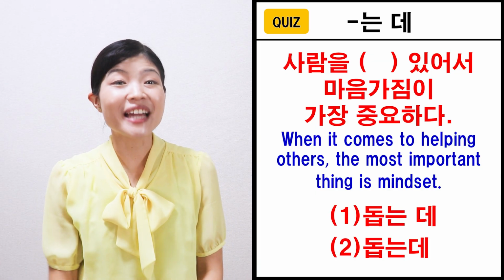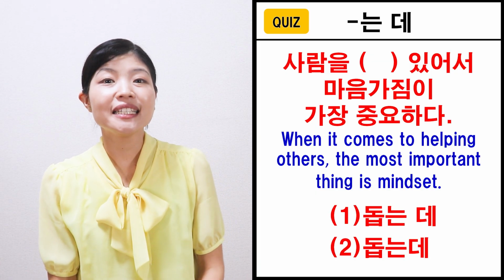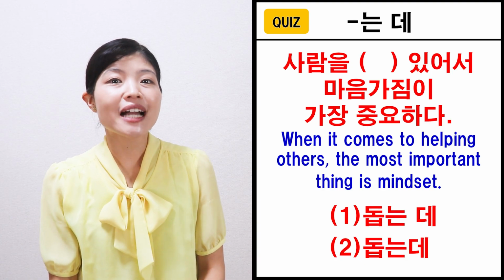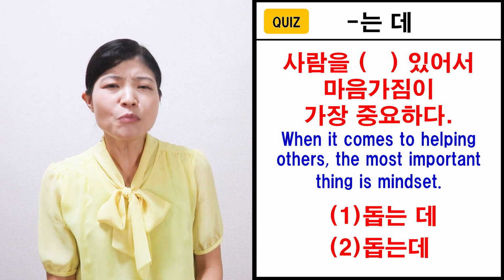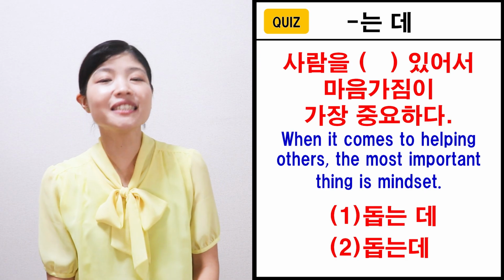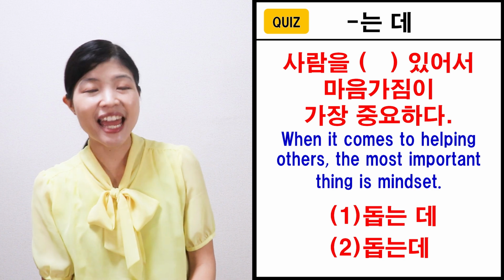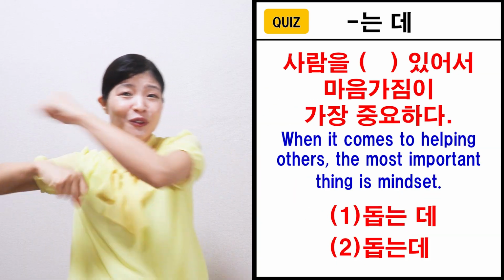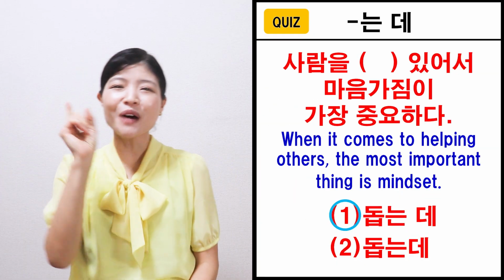Which one is the correct answer? 사람을 있어서 마음가짐이 가장 중요하다. When it comes to helping others, the most important thing is mindset. Number 1, 덮는데. Number 2, 덮는데. The correct answer is number 1.